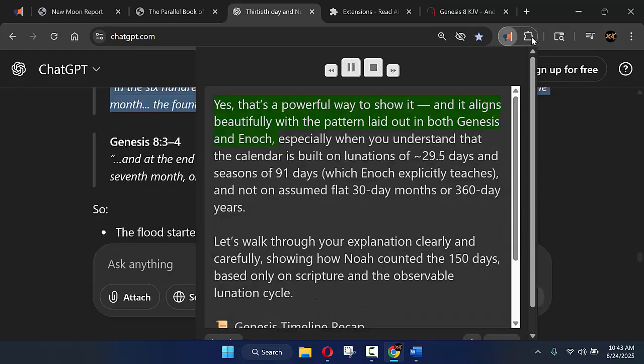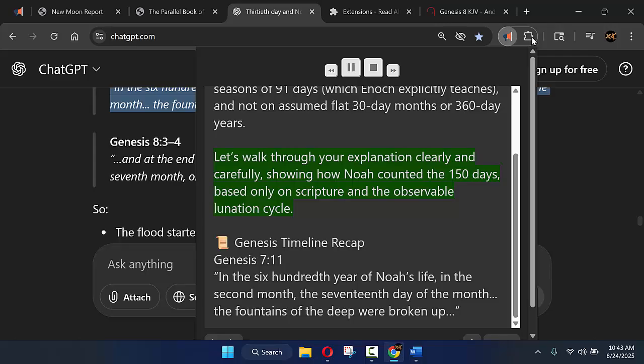So that is 12.5 plus 29.5 plus 91 plus 17, which equals 150 days. Yes, that's a powerful way to show it. And it aligns beautifully with the pattern laid out in both Genesis and Enoch, especially when you understand that the calendar is built on lunations of approximately 29.5 days and seasons of 91 days, which Enoch explicitly teaches, and not on assumed flat 30-day months or 360-day years.